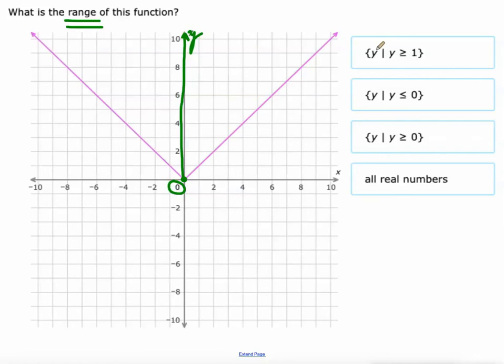So the way this reads, this is set notation. It says y such that y is greater than or equal to 1. Well, that's not true because y can be less than 1. y such that y is less than or equal to 0? No, we don't want that. It's definitely not all real numbers. Right here is our answer: y such that y is greater than or equal to 0. Our possible outputs are 0 and everything above 0.